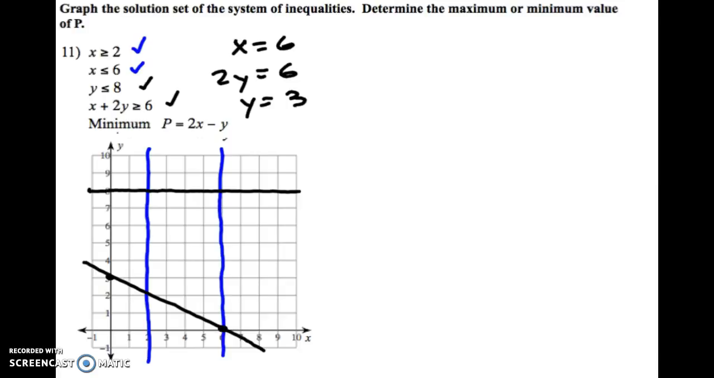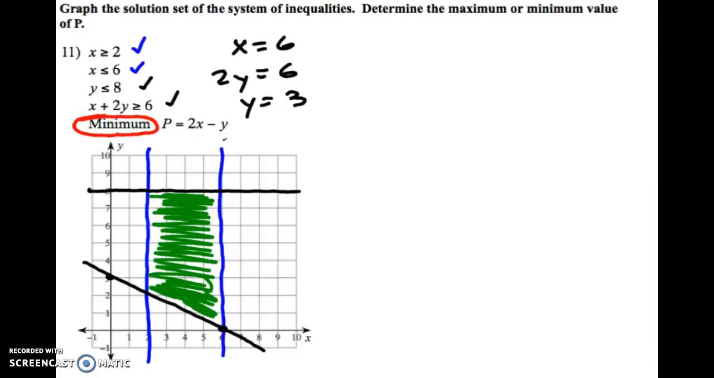Since we are shading above that line, we're below the other y line, and we're between the two blue lines, our shaded area, our feasible region, using our math terms, will be right here. In this case, we want to find a minimum.